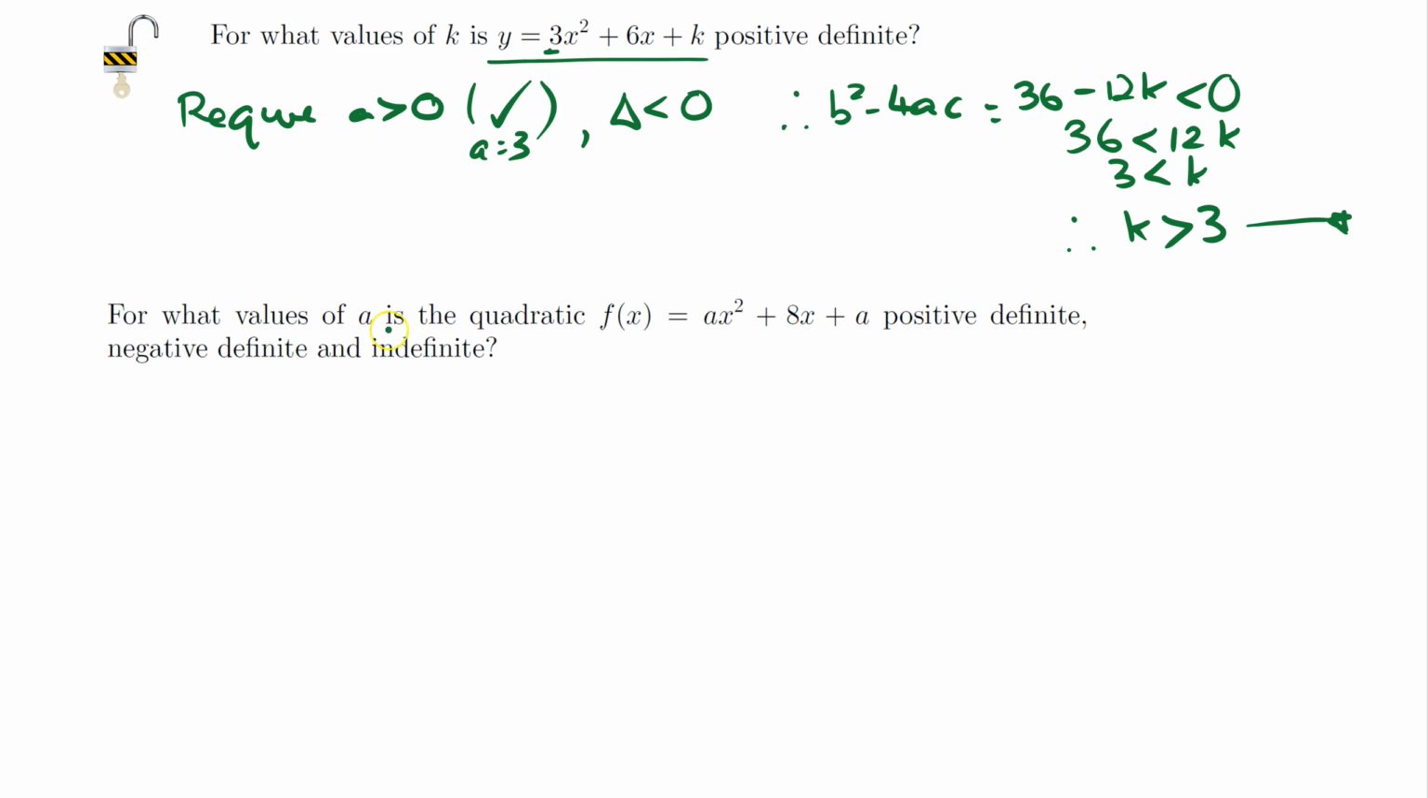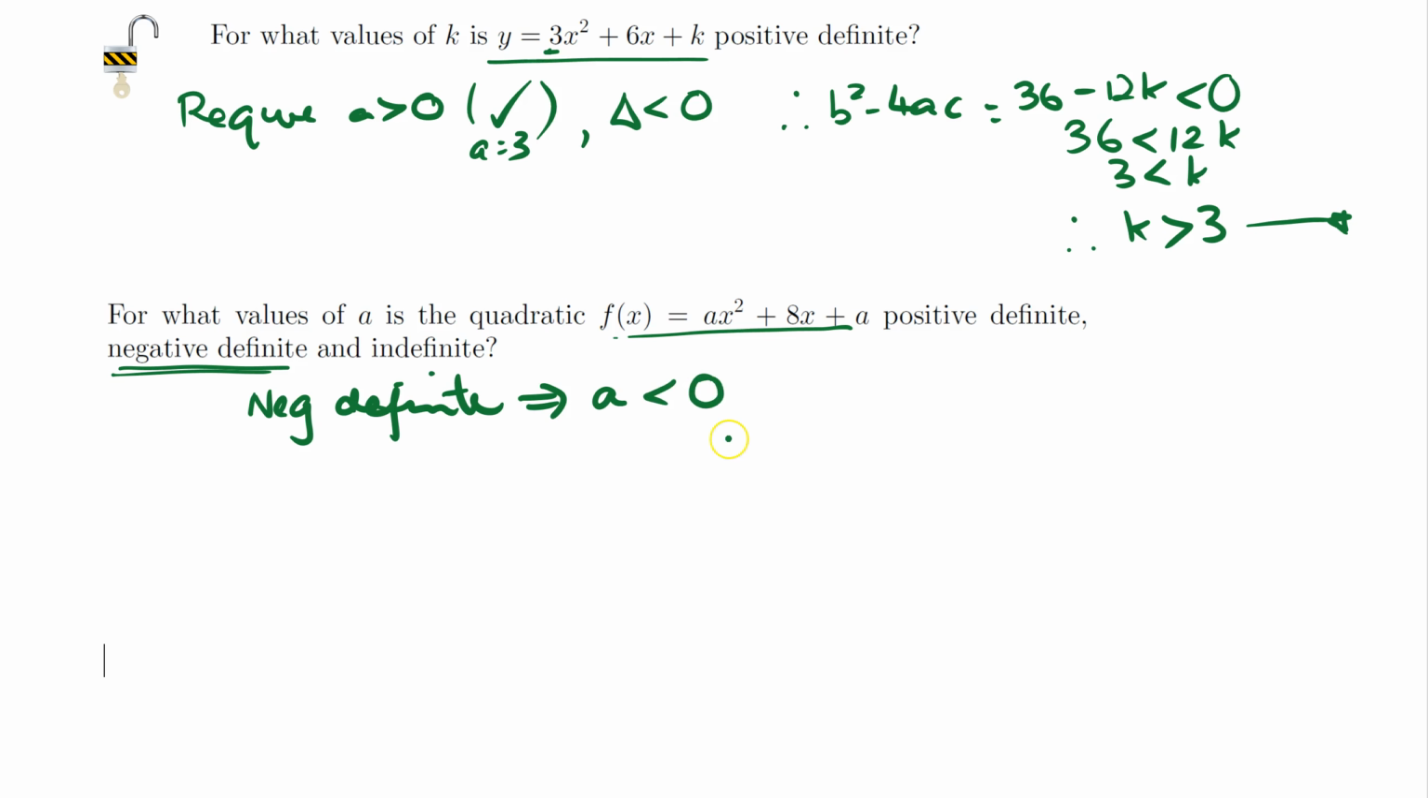For our next one, for what values of a is this quadratic positive definite, negative definite, and indefinite? Now, I might not go through all of these. Let's just do the negative definite. So if it's negative definite, that implies a is negative, a is less than 0, and that the discriminant is less than 0.